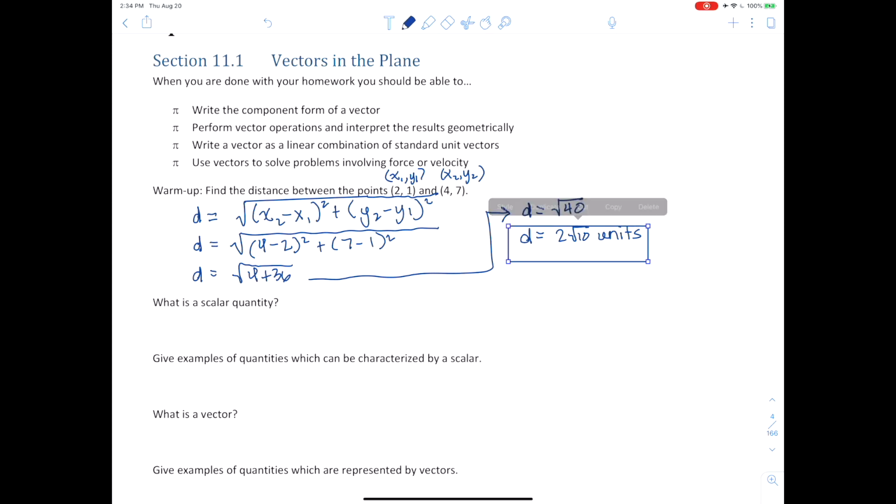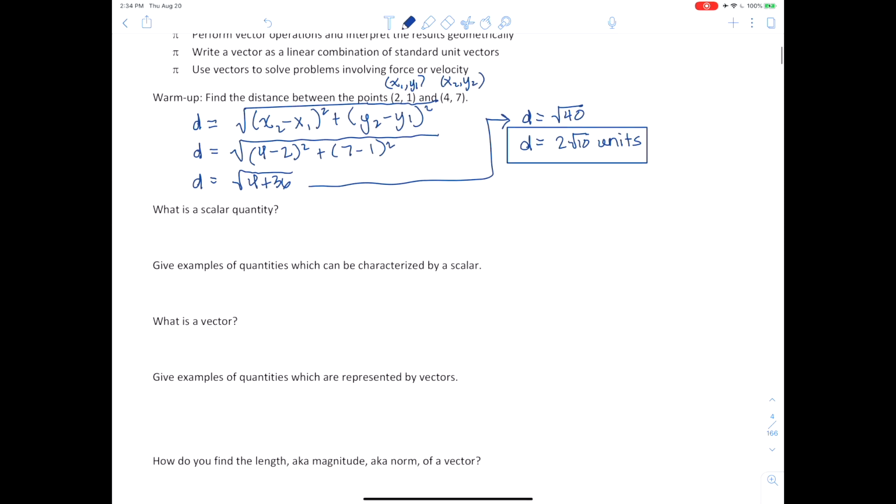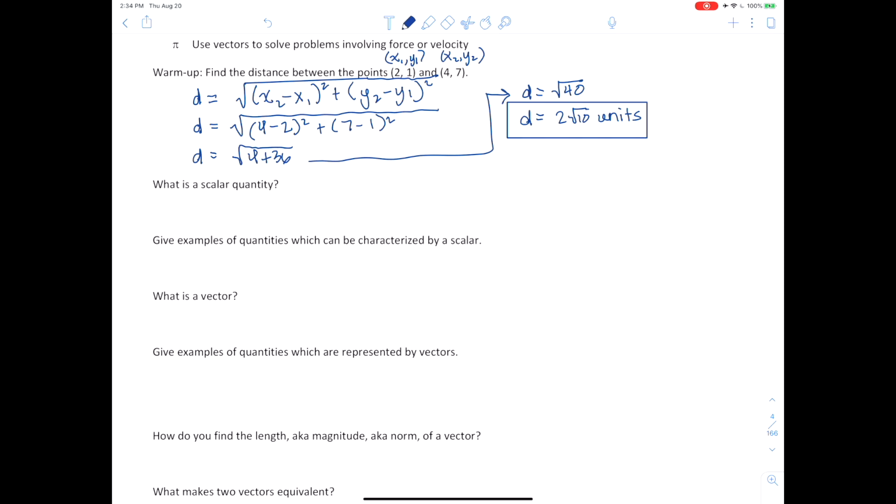So now, next up, we've got, what's a scalar quantity? What do you think? Well, what you've probably been calling a constant. Let's define this a little bit more. A scalar quantity is a single real number scaled to the appropriate unit.